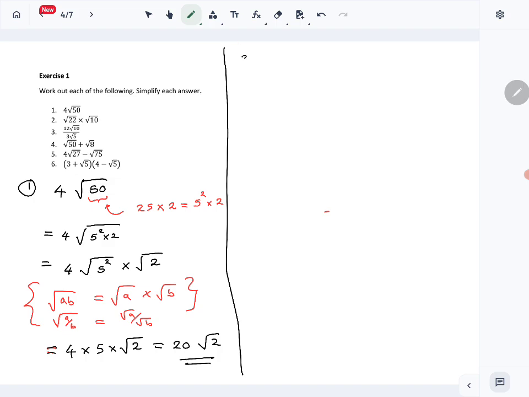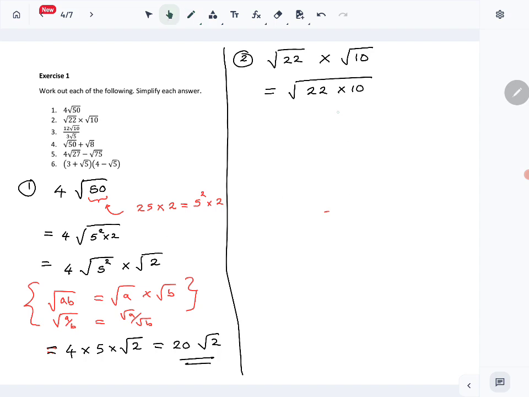So now let's look at the second one. Square root 22 into square root 10, right? So now I'm going to use this property again. I can write it under 1 square root. In the first one I went this way, no? From 1 square root to 2 square roots. Now from 2 square roots to 1 square root. So then I can write this as what? 22 times 10 inside, right?